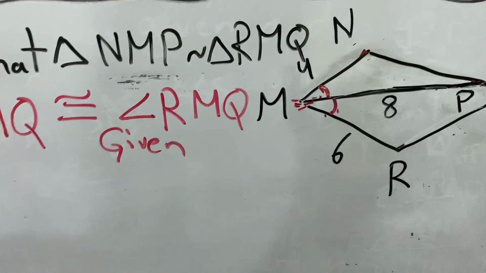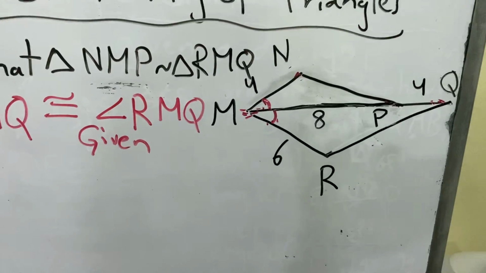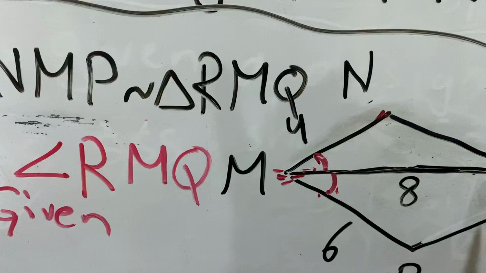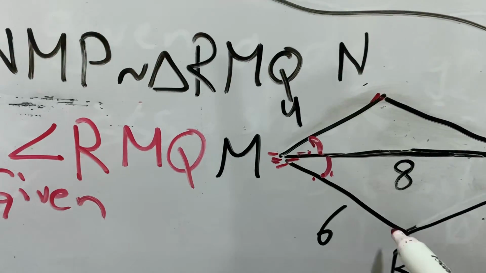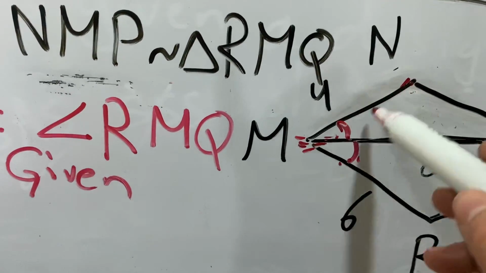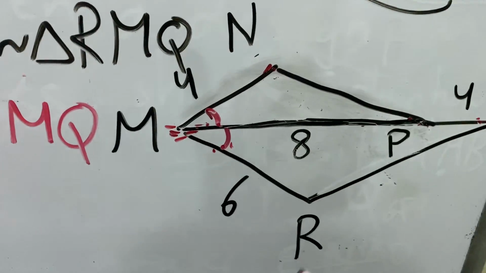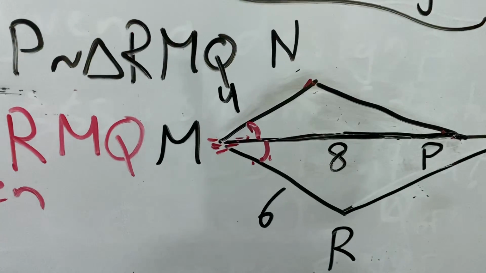Now I need two sides, and take care. The sides here are not congruent, because this is a small one and this is a big one. We cannot say that this side is congruent to this side, they will never be. And this side is not congruent to this side. These don't have the same size. One is small and one is big. So they are not congruent, but they are proportional.